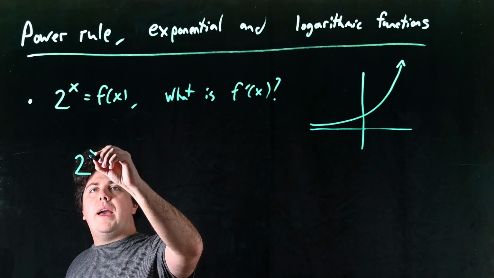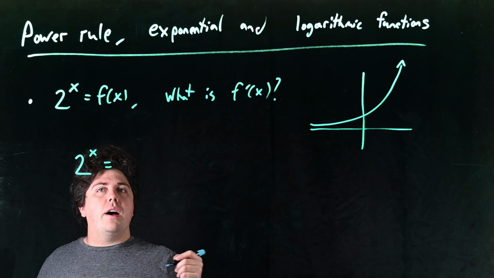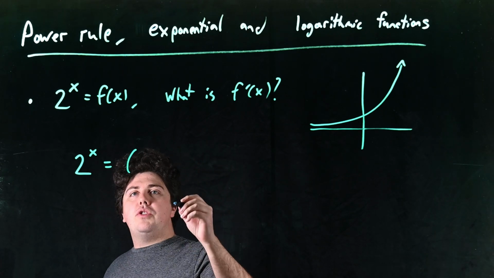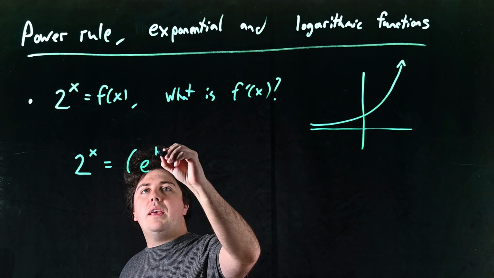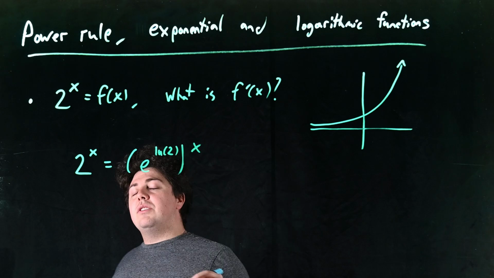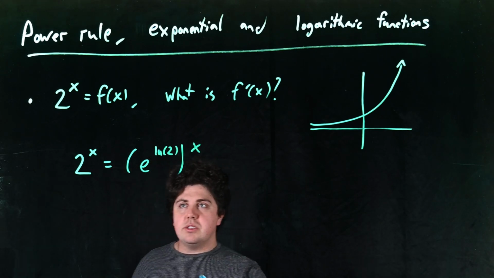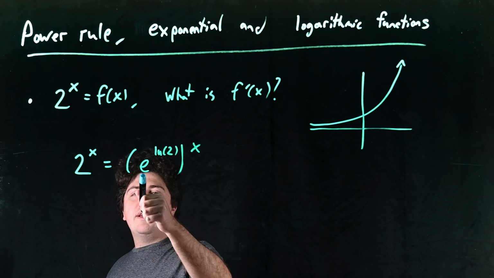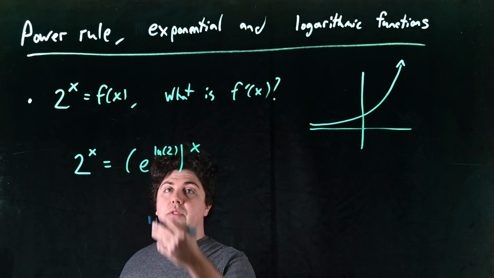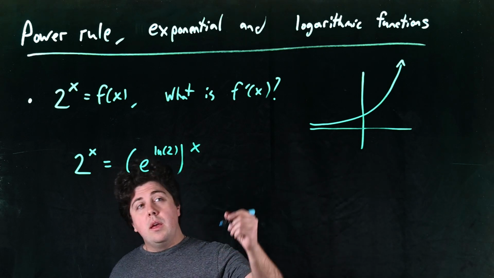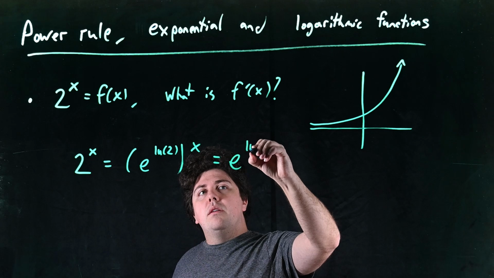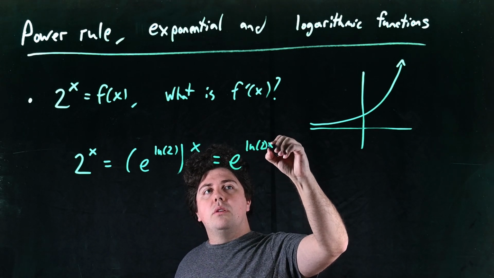So 2 to the x, this guy, well, let's do a funny little trick here. We have that 2 is equal to e to the ln 2. And this is a tricky little thing, but this is happening just by virtue of the fact that e to the x is the inverse of the natural logarithm of x. So this turns into e to the (ln 2) x.